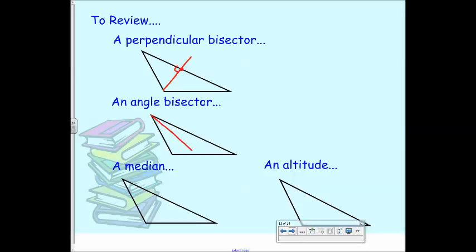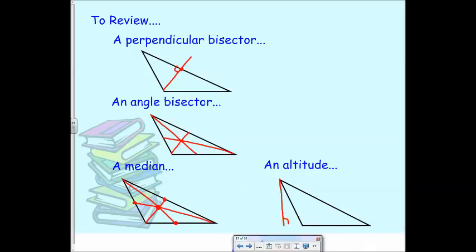All right. What about a median? The midpoint to the opposite side. Midpoint to the opposite side. And midpoint to the opposite side. And these all meet at the centroid. All right, and then an altitude goes from a vertex and makes a right angle. Okay. Questions on any of these? It's a lot of vocab, I know that.